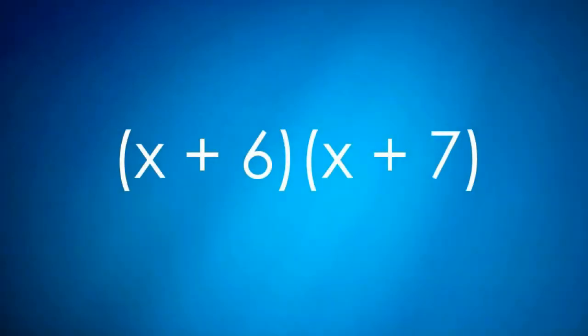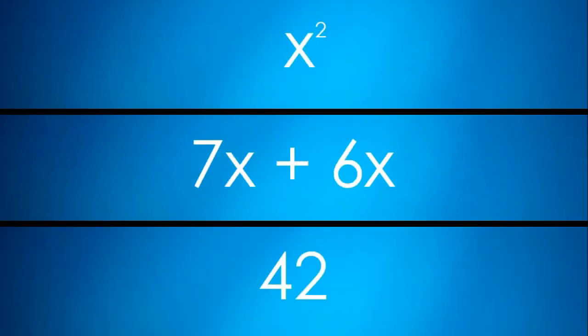Now grab your pen and paper and we will have our examples. Consider we have quantity x plus 6 times quantity x plus 7. We will apply the FOIL method, starting by multiplying the first terms, which will result in x squared. Next are the outer terms, which will result in 7x. Third are the inner terms, which will result in 6x. And the last terms will result in 42.